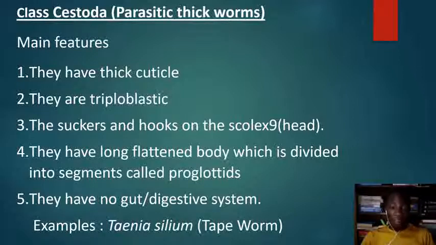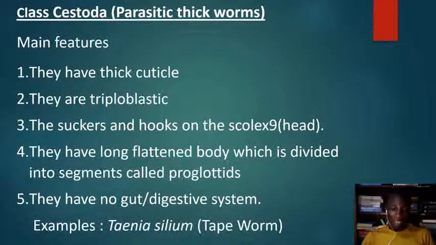Now they also have no gut. They have no digestive system. So take note of that one. This tells you that for the organisms under this particular class, Cestoda, an example is the tapeworm. Because they don't have a gut system or a digestive system, they depend on the digested food that we take. So normally they are found in the small intestines, where the digested foods are found. Normally they feed on these. So let's take note of this one.